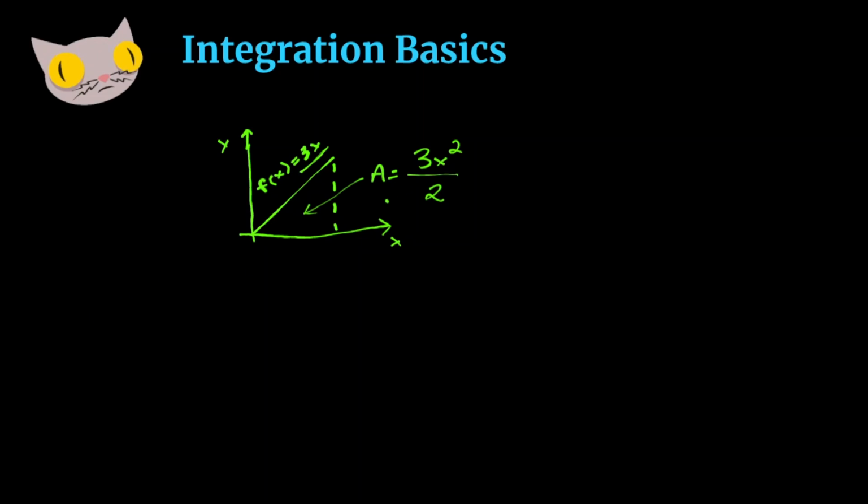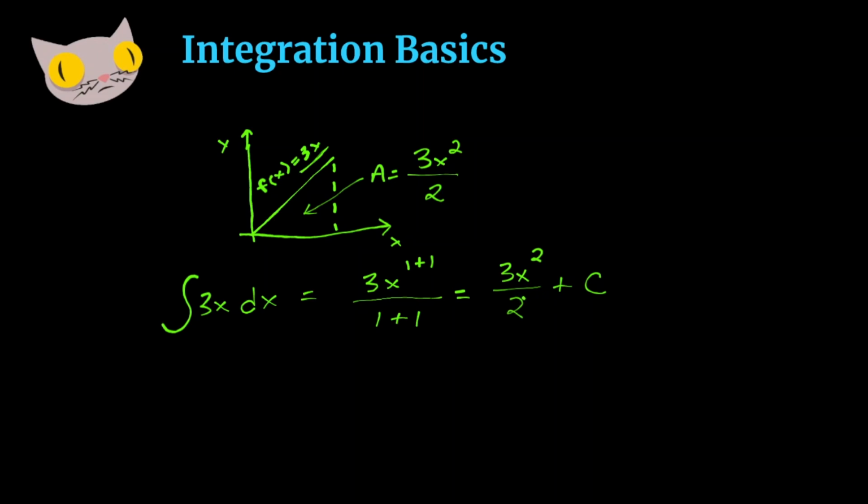So we found our area for the triangle by using the formula for the area of a triangle. Now let's try to find it through integration. So we're going to integrate 3x with respect to x. That's what dx is. Using the power rule, we'll get 3x to the first power plus 1 over 1 plus 1, and that gives us 3x squared over 2 plus c.